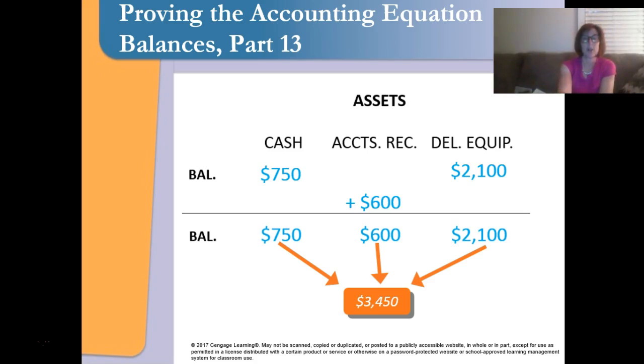And if we just now look at the left side of our equation, our asset picture, let's look at where we're at now. So we finished the last transaction. We had $750 in cash. This was not a transaction that involved cash, so we still have $750. We now have a $600 accounts receivable, and we still have our $2,100 in equipment, which gives us total assets of $3,450.